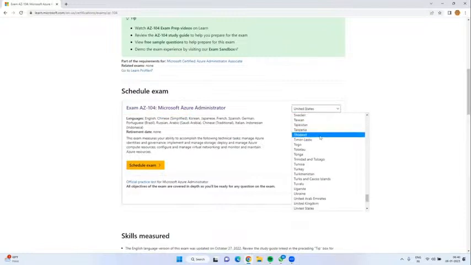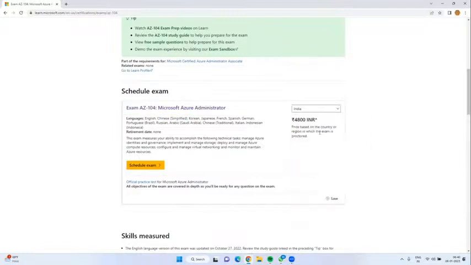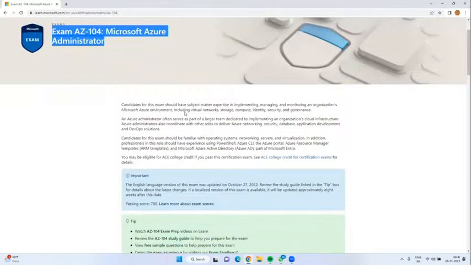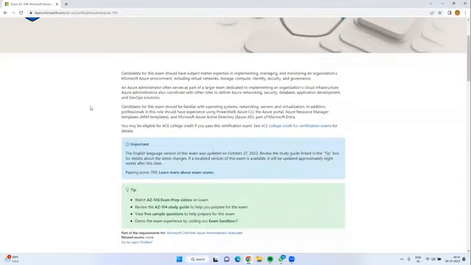Now change it to Indian currency. Yeah, 4,800, and including GST it will go to 6,000. So any Microsoft Azure certification costs about 6,000 including GST. You can add 18% GST to this 4,800, and you will get around 5,900, around 6,000. Next, this is about Microsoft Azure administration.